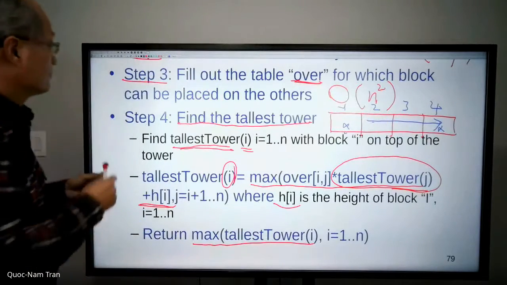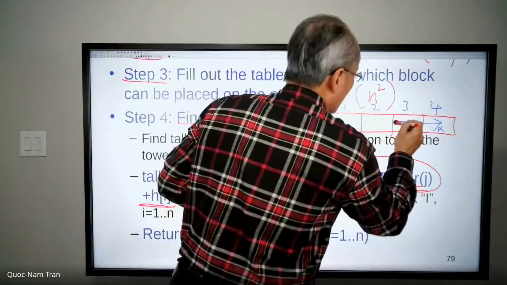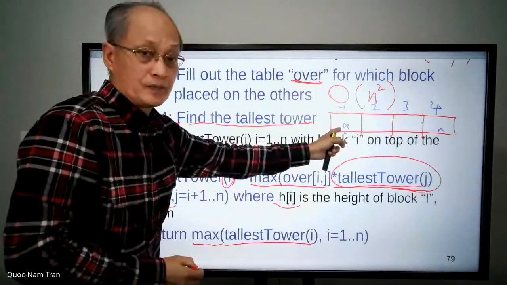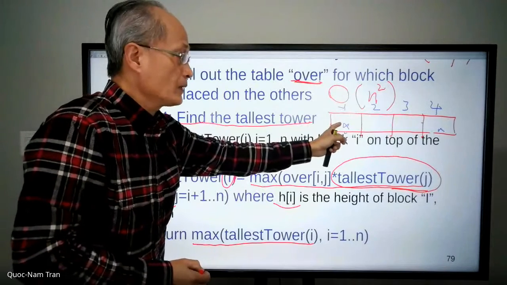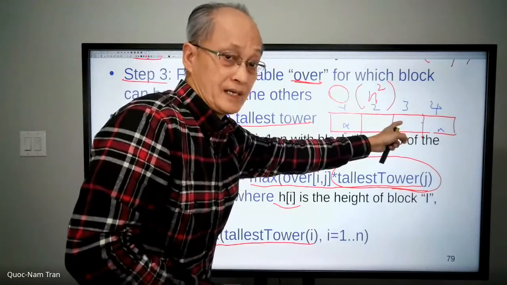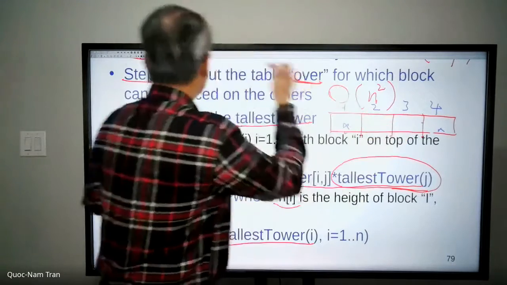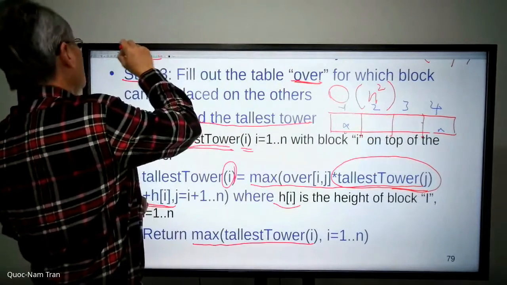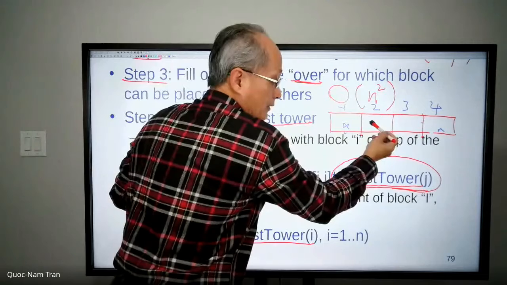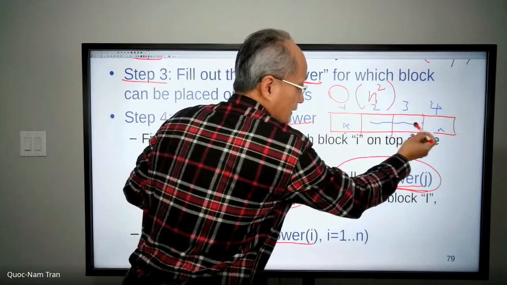Or more precisely, okay, we start from here. We're going to see whether or not this one can be placed on top of this, right? And then from there, we will see what would be the value of the tallest tower from here, right? And then from here, and then from here.